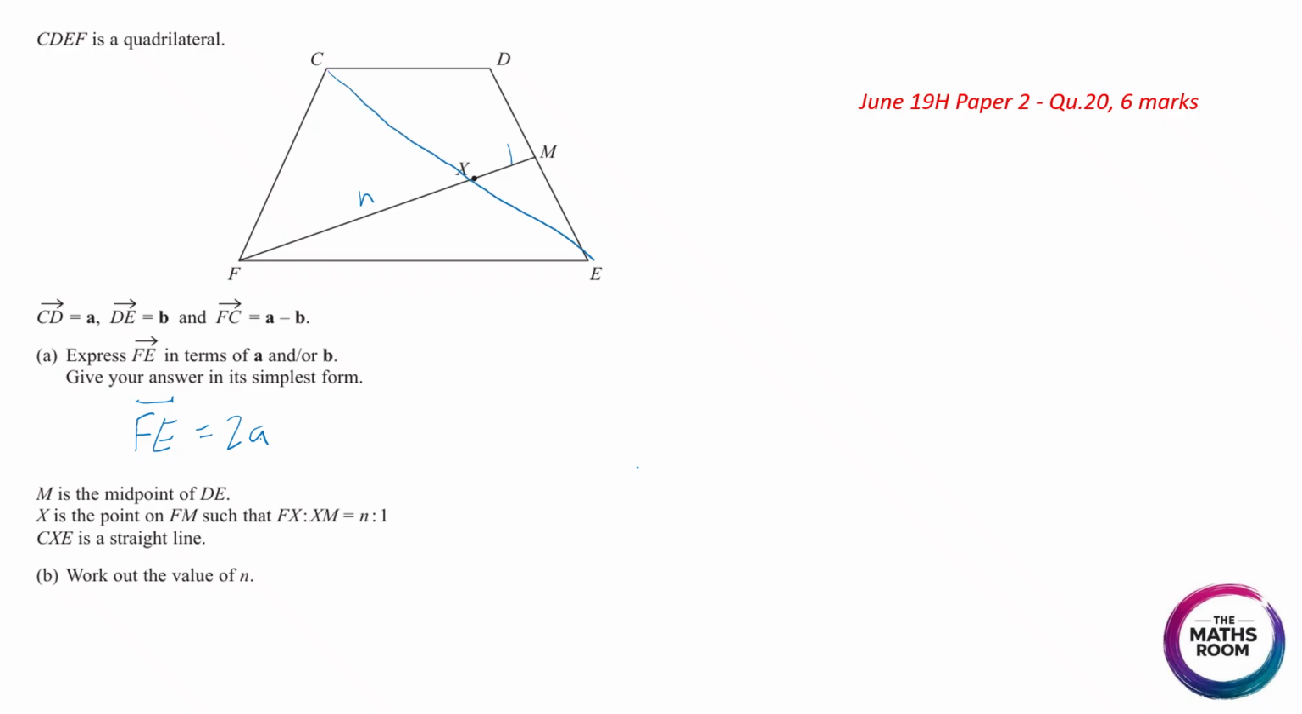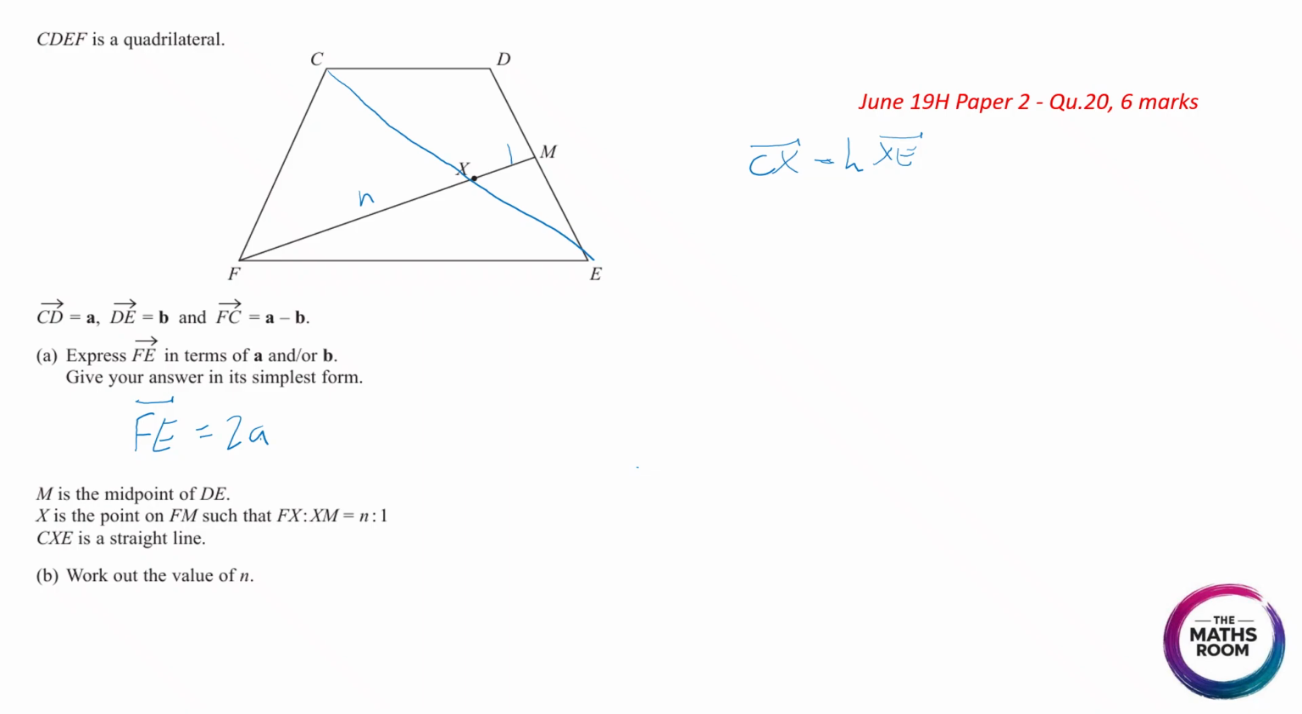Now that means it's a straight line. It means CX is some multiple of XE. Straight line, that means parallel to each other, okay? Share a common point X. So it just means that CX is some multiple of XE. Okay, like so.